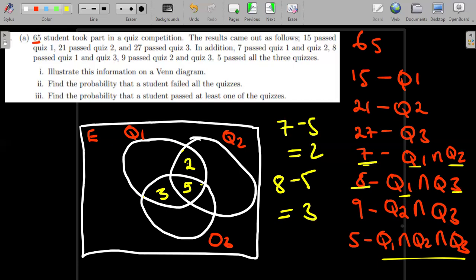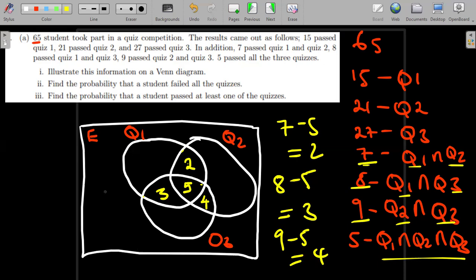Then we have quiz 2 and 3. So quiz 2 and 3, it's here, and there, quiz 1 and quiz 2 and 3, they're telling us that 9 passed. So 9 minus the 5, we get 4. So here we will have 4. Then when we add these two numbers, 5 and 4, we get the 9. They're telling us that 9 managed to pass both quiz 2 and 3.